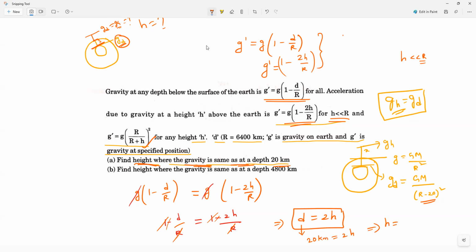What is the h? h is equal to what? 20 by 2, which is equal to how many kilometers? 10 kilometers. Understand?